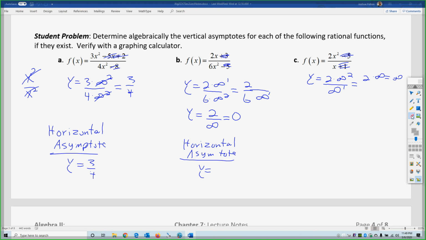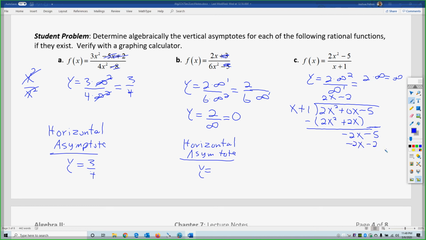So looking back at the original problem here, what do we have? X plus 1 divided by 2x squared plus 0x minus 5. So let's see, the first term would be 2x. So that gives me 2x squared plus 2x when I multiply, right? We'll subtract. So that gives me minus 2x minus 5. So my next multiple would be negative 2. So that gives me negative 2x minus 2. And that would give me a negative 3 for our final constant remainder.